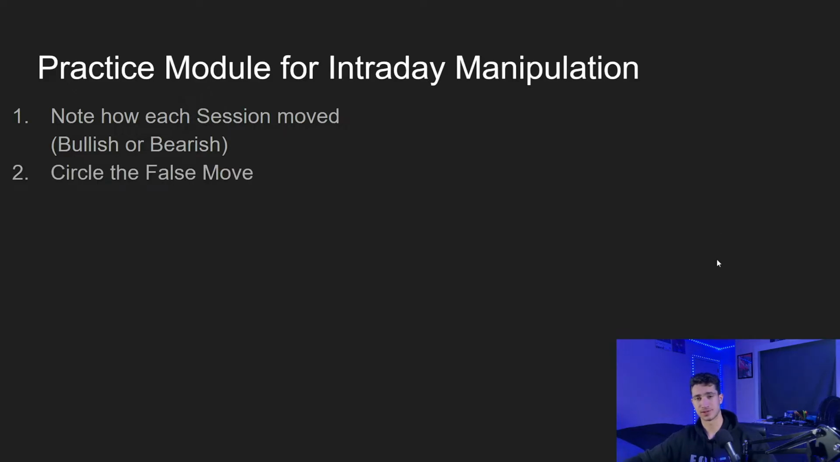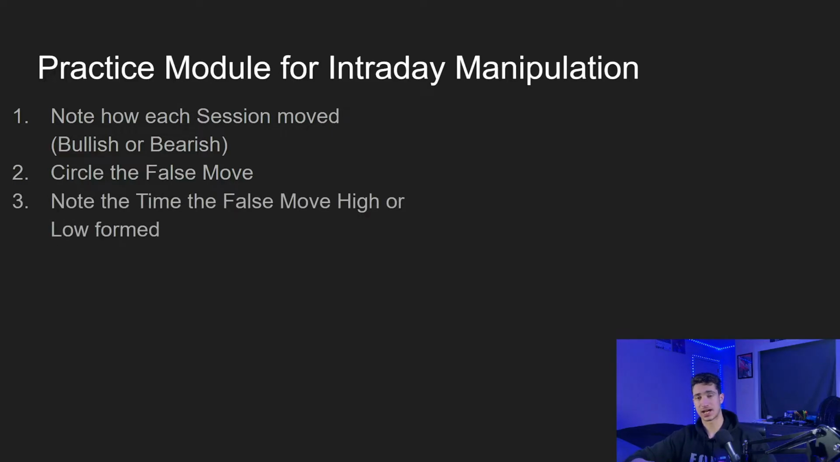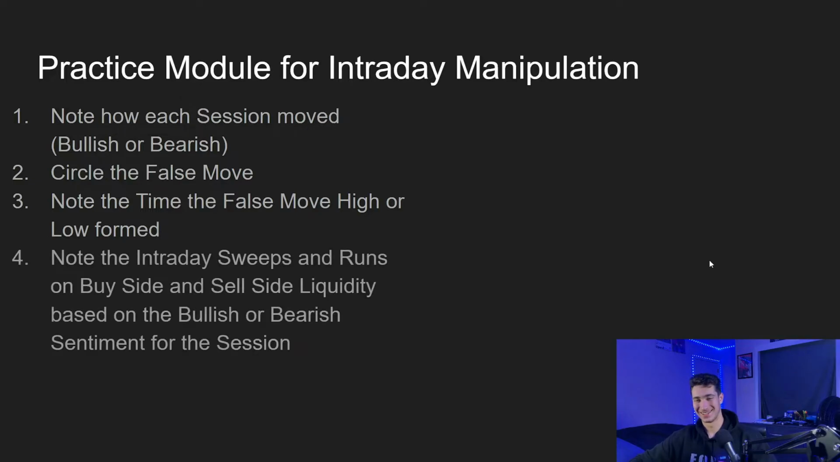And then circle the false move like I did in all of these examples. And then you're going to want to delineate the time, the high or the low of the false move like I did in the examples. And also, the last part, you're going to note the intraday sweeps and runs on buy side and sell side liquidity based on the bullish or bearish sentiment you have for that session. This might be familiar to you if you have watched practice module 1, where I talk more in depth about intraday sweeps and runs on buy side and sell side liquidity. I suggest clicking up here, but we're going to move on for the people that have already watched that.